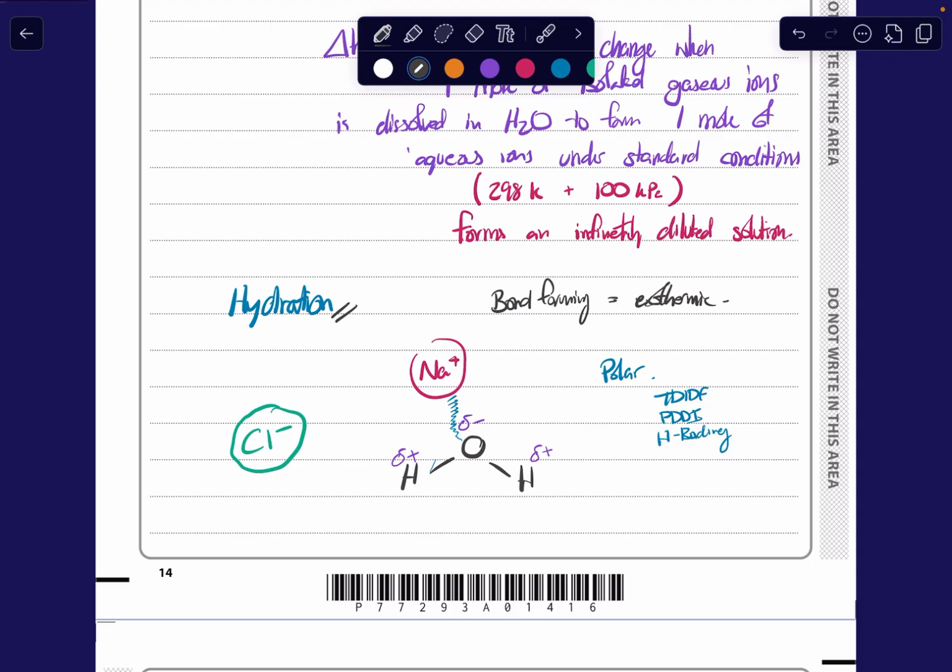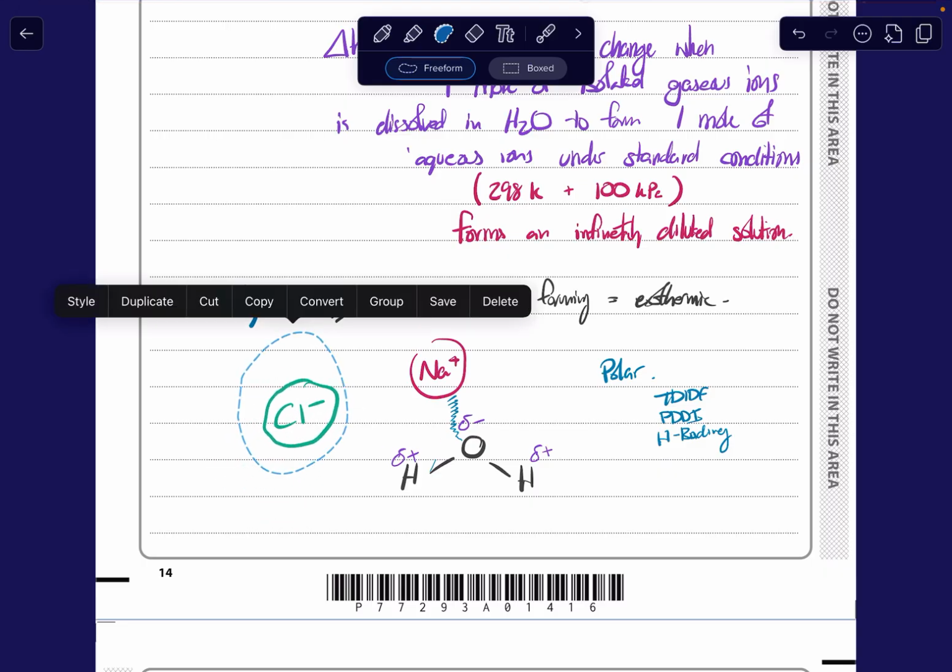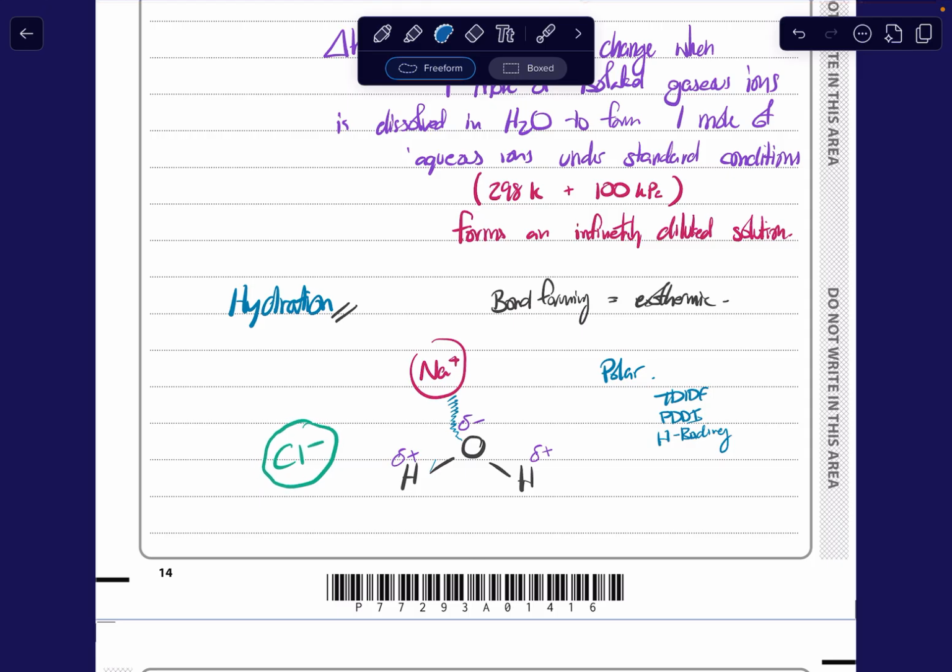Now we've got a chloride. Chloride is also going to be attracted to water, but a different part of it. Chloride is a negative ion, it's an anion, and it is therefore attracted to the delta positive, partial positive hydrogen. And that is also going to form an interaction here. That interaction is bond forming and therefore exothermic as well. So there's those exothermic reactions. So that's the reason why it is exothermic.